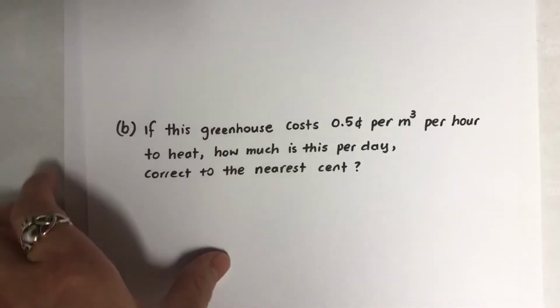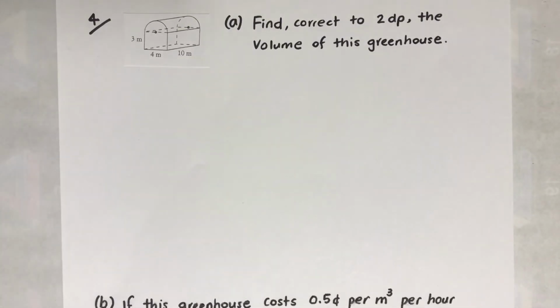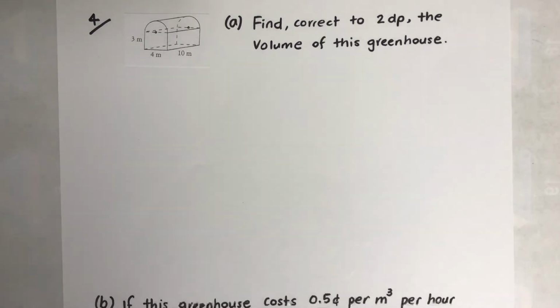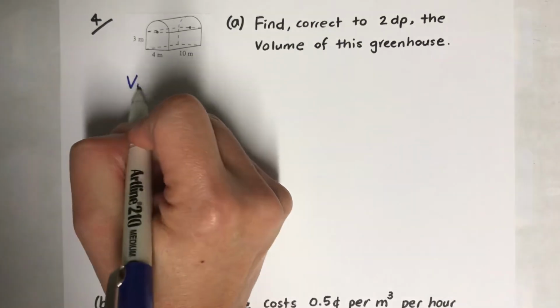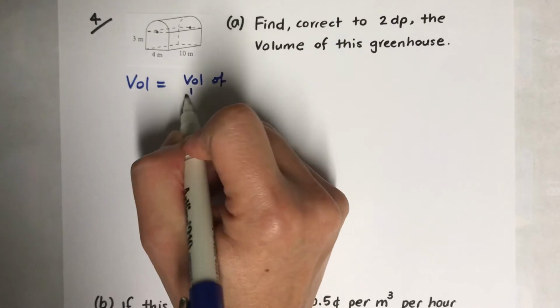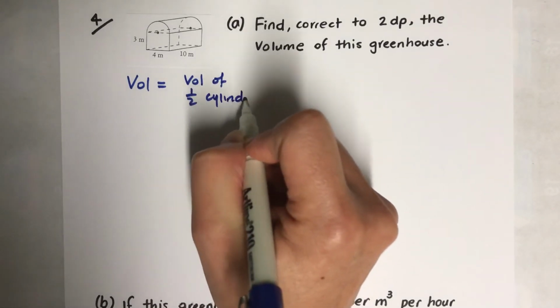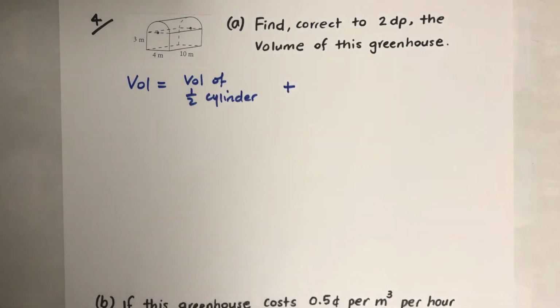Now, last question. Okay, you've got 2 parts in it. The first part is what it calls the greenhouse. Okay, so we need to find the volume of this greenhouse, and then part B is an apply question. Okay, so let's have a look. The same principle applies here. To find the volume of this greenhouse, I've got to find the volume of half of a cylinder, because that's the half of that, plus this time, not take away, plus it because it's added on to it.